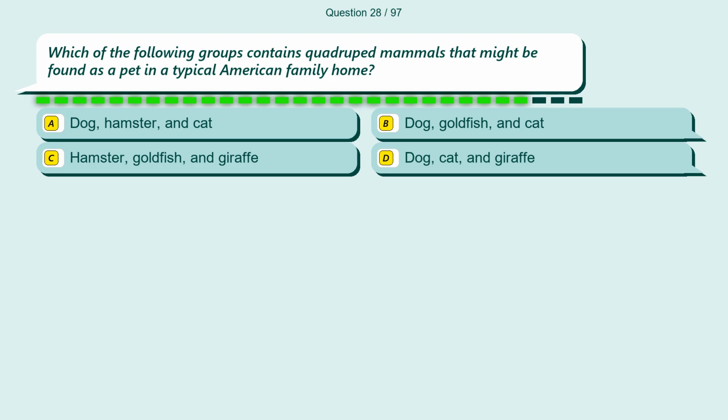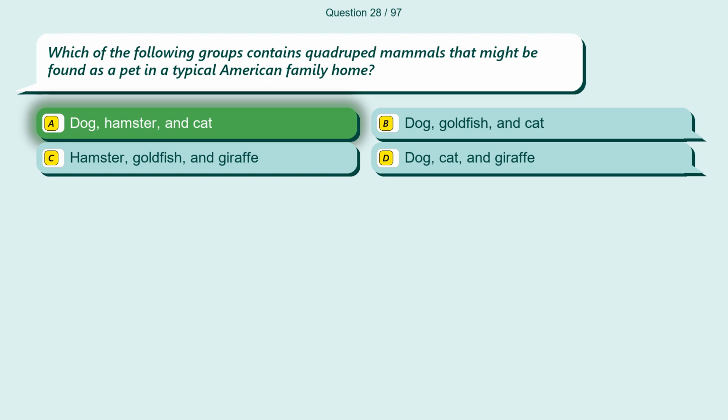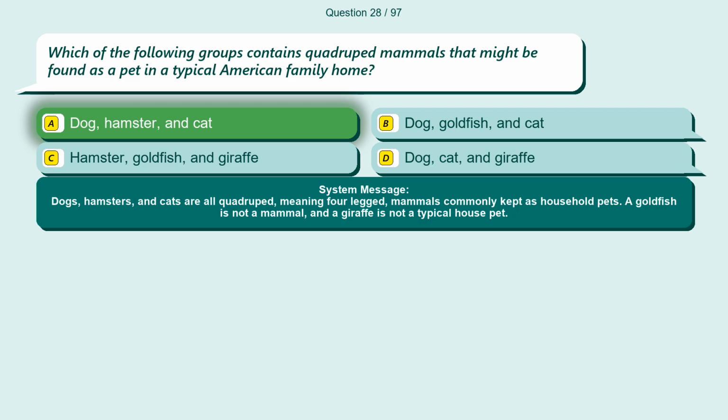Question 28. Which of the following groups contains quadruped mammals that might be found as a pet in a typical American family home? Option A, dog, hamster, and cat. Option B, dog, goldfish, and cat. Option C, hamster, goldfish, and giraffe. Option D, dog, cat, and giraffe. The correct answer is option A, dog, hamster, and cat. Dogs, hamsters, and cats are all quadruped, meaning four-legged, mammals commonly kept as household pets. A goldfish is not a mammal, and a giraffe is not a typical house pet.